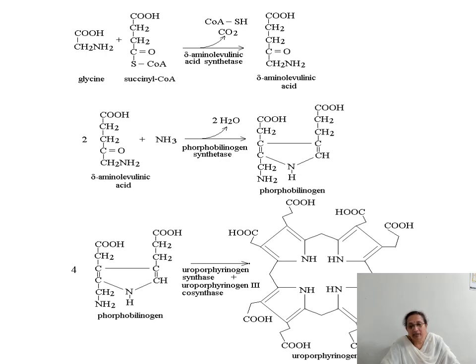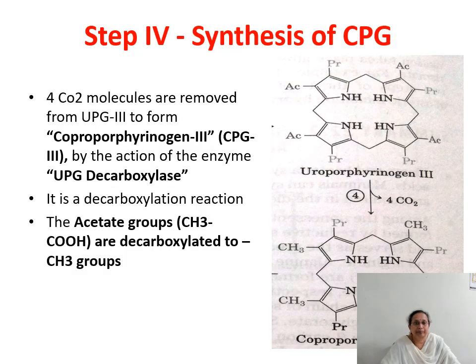And which spontaneously cyclizes to form into UPG1. UPG1 is acted upon by the enzyme UPG3 co-synthase to form into UPG3. Now step 4 is the synthesis of CPG, that is coproporphyrinogen 3. 4 molecules of carbon dioxide are going to be removed from UPG3 by the action of the enzyme UPG decarboxylase, and the product formed here is CPG3, otherwise known as coproporphyrinogen 3.